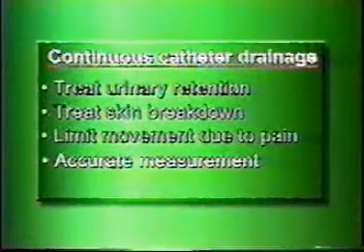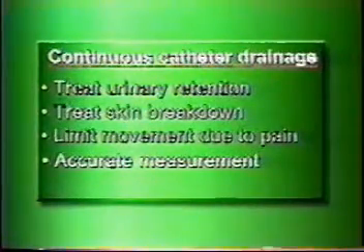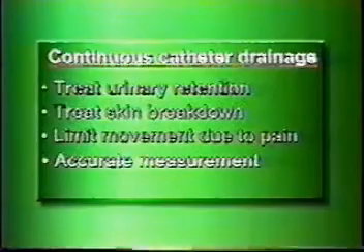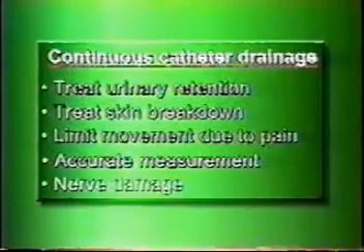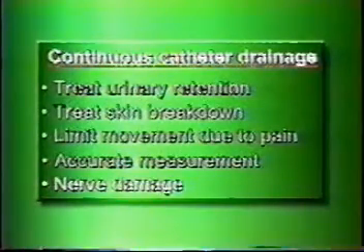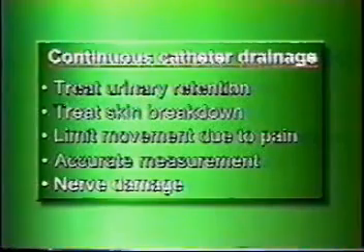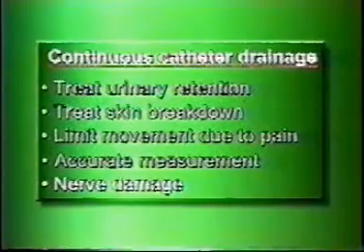Therefore, they might have a catheter to drain their urine to decrease their incontinent episodes, and they would be more comfortable. Also, when a medical condition requires accurate measurement of all urine output, a continuous urinary catheter may be used. And then when a patient suffers from nerve damage caused by injury or a disease such as stroke, continuous urinary drainage may be used.